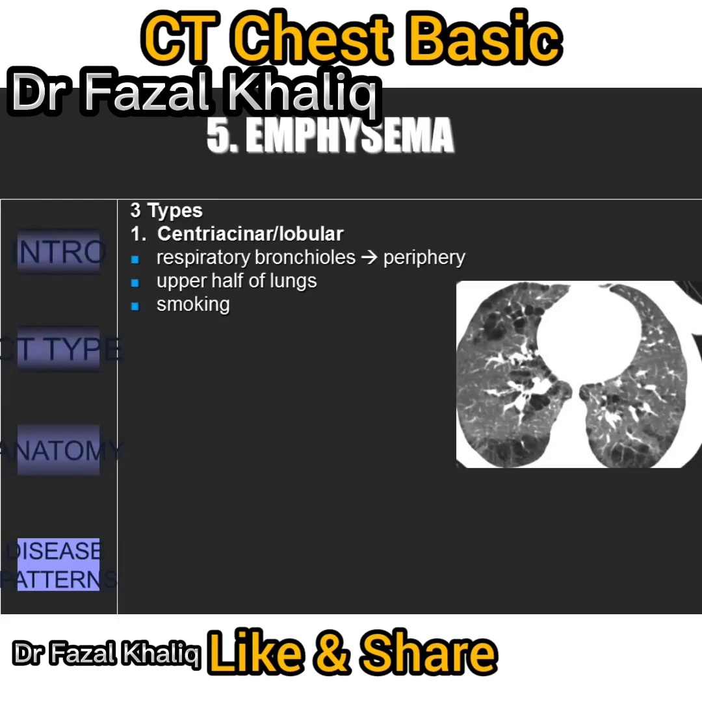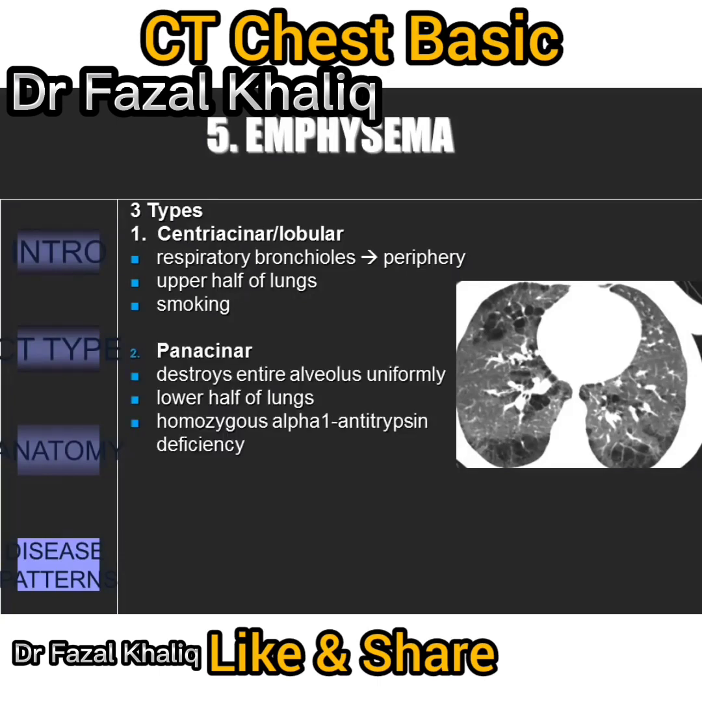There are 3 types of emphysema. The first is centriacinar, or lobular. This begins in the respiratory bronchioles and spreads peripherally. It is associated with long-standing cigarette smoking and is found predominantly in the upper half of the lungs.